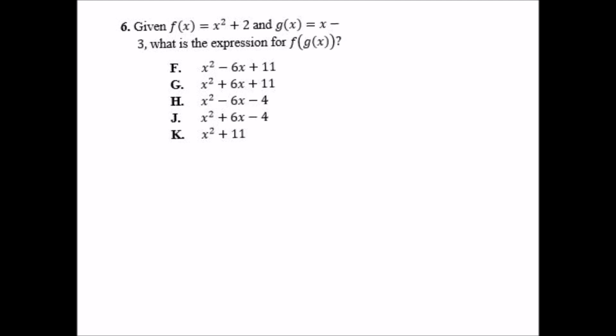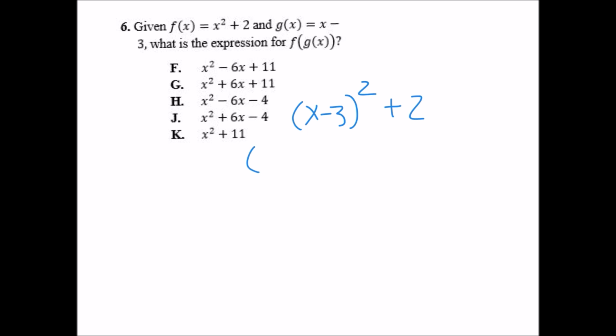In this problem it says given that f of x equals x squared plus 2 and g of x equals x minus 3, what is the expression for f of g of x? So really what's happening is that g of x is getting plugged in wherever you see an x in the original expression. So to do this, we would really take the x minus 3 here and plug it in where we see the x here. So it's going to be x minus 3, that whole quantity squared, plus 2.